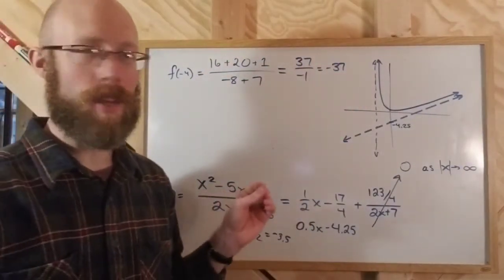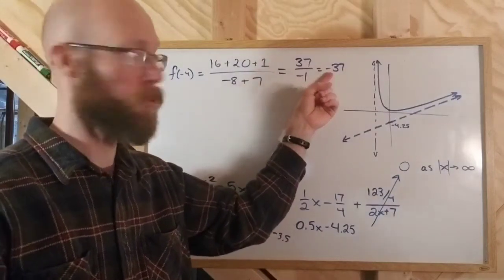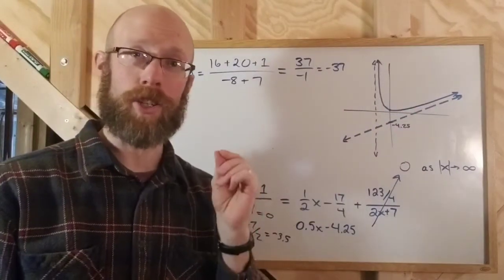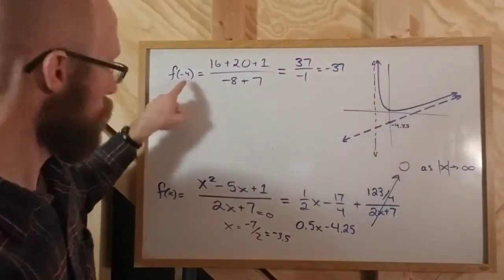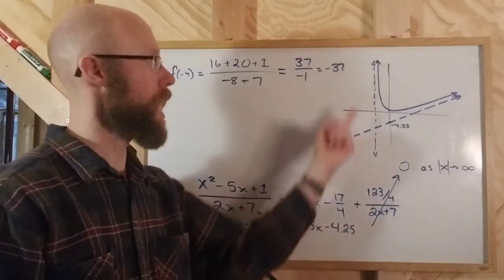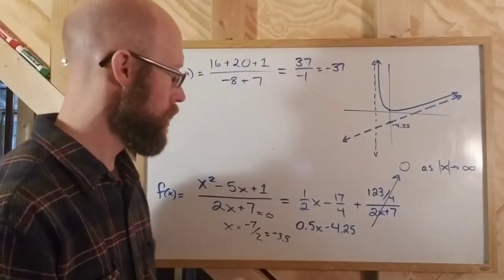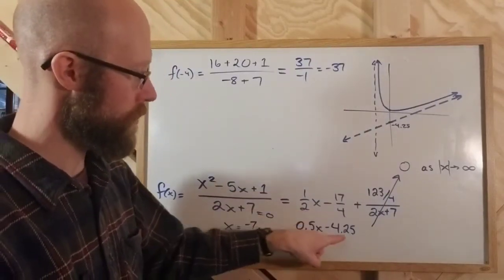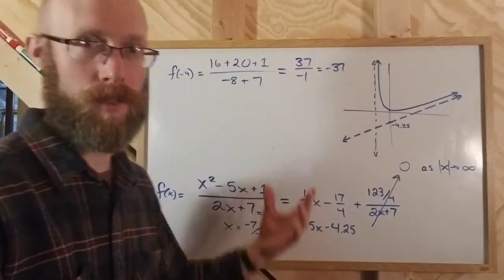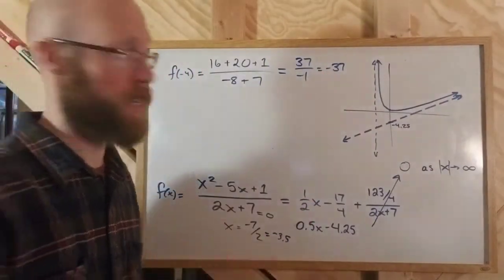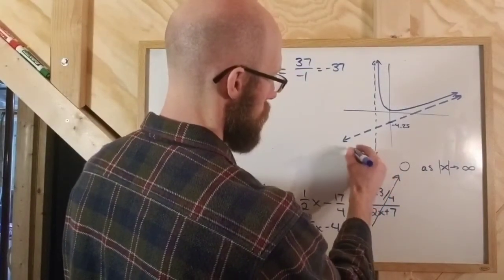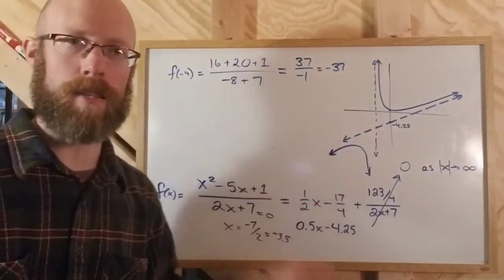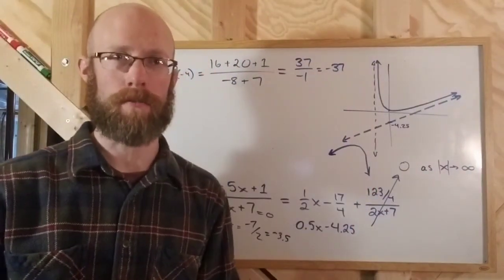I think it's safe to say with a negative 37 as my output that we're down below this line. If I wanted to make sure, I would plug that negative 4 into the line itself and make sure it's higher than negative 37, which it will be. Negative 4 in here times a half is negative 2. Negative 2 minus 4.25 is negative 6.25. So there's no doubt this is further down than the line itself. So our graph is going to be down here and probably approaching this. It'll look something like that. I didn't draw the asymptotes out, but if you extended it, that's something like what it would look like.